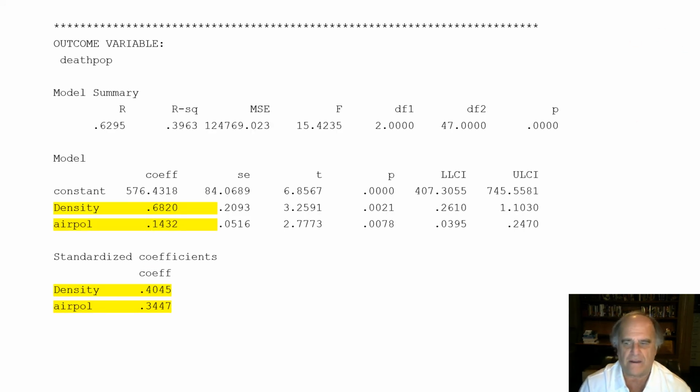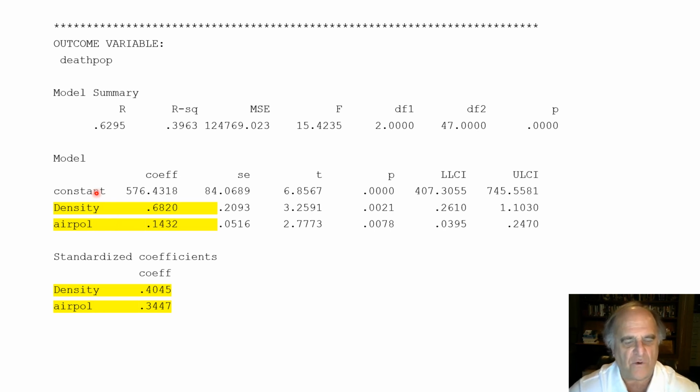Okay, then for the next analysis, we're going to be looking at deaths in the population as the outcome variable. And now we have in here two independent variables. Well, really an independent variable and the mediator. So the independent variable or the predictor variable is density. The mediator variable is air pollution. And we also have, of course, our constant in here.